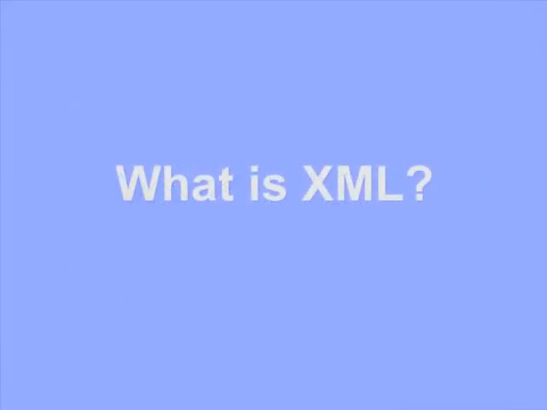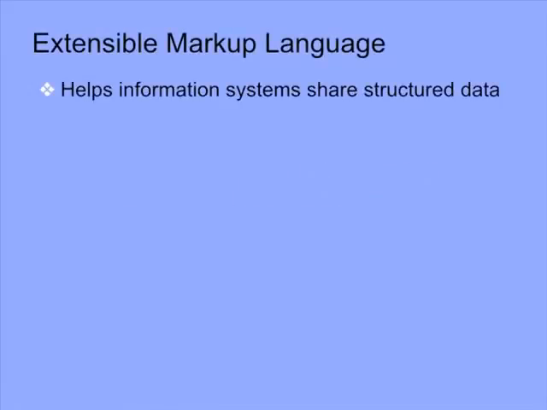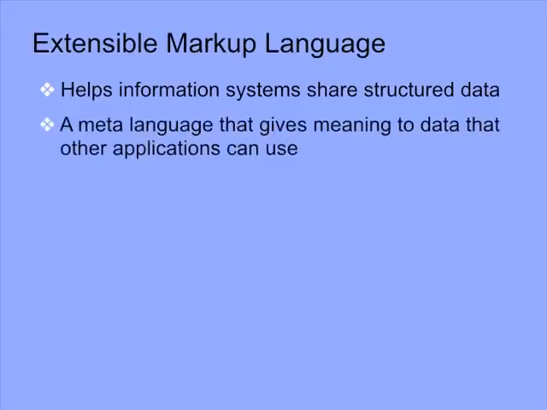So what is XML? Extensible Markup Language helps information systems share structured data. While HTML tells browsers how to present information for human use, XML is a meta-language, giving meaning to data that other applications can use. In short, information about other information.